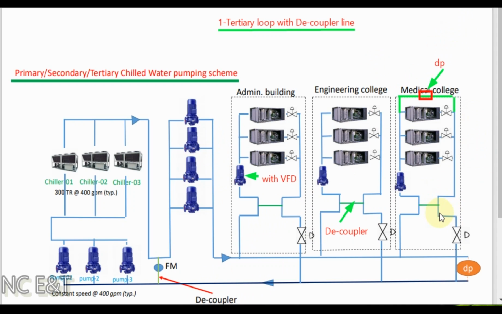But there is a delay time between the tertiary chill water pump and the secondary chill water pump to maintain its flow as per the building requirement, and during this time there will be some excess chill water flow from the secondary chill water loop to the tertiary chill water loop, and this excess chill water is bypassed through the decoupler line.